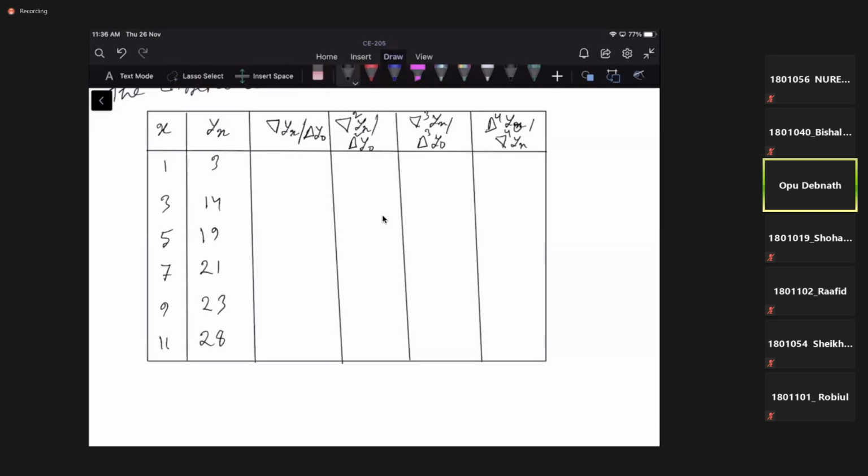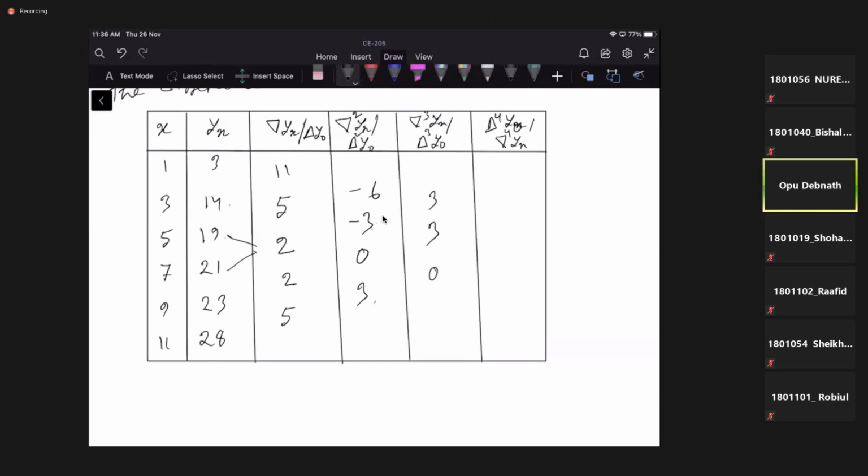So the difference 28 minus 23, this is 5, this is 2, this is also 2. For 19 and 14, so this is 5, and 14 and 3, so this is 11. And the next difference, second order difference, 5 minus 2, so this is 3, 2 minus 2, this is 0, 2 minus 5, that means minus 3, 5 minus 11, that means minus 6, and 3 minus 0, so this is 3, 0 minus minus 3, so this is also 3, and minus 3 minus 6, that means plus 3.